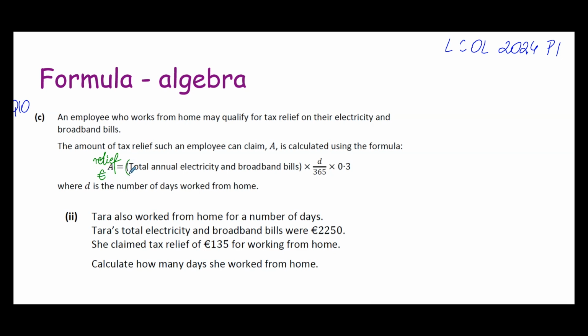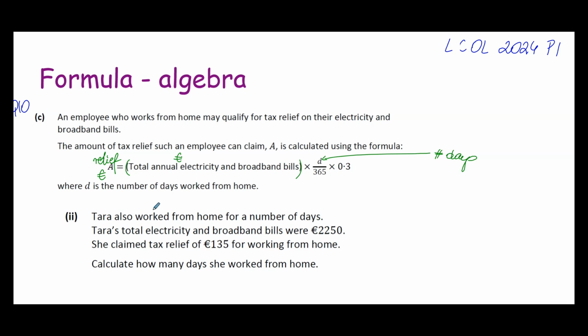Then we have here in brackets the total annual electricity and broadband bills. So that's where we're going to put another number, in euro. And then we have D. D is the number of days worked from home. So here we're going to put the number of days.